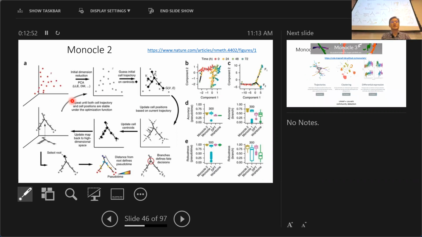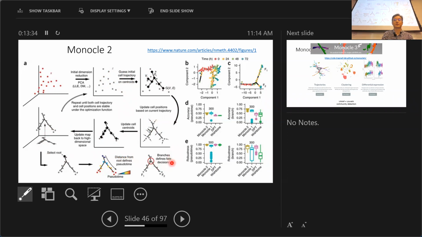Okay, so this illustration is the flow chart, the pipeline of Monocle version 2. First, we have PCA or another dimension reduction algorithm. Then it makes a guess of the initial cell trajectory on the central nodes from some centers. Then update the cell position based on the current trajectory, and then update the cell central node. Okay, see line.